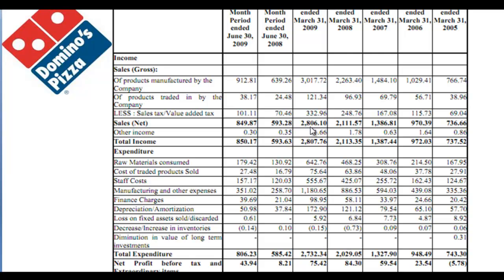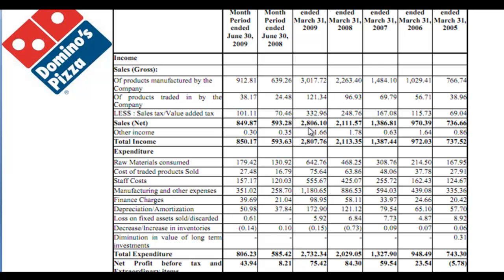Now, this statement right here is actually in rupees, in millions. So it's not as if, for example, in 2009 Domino's made 2,800 rupees in income. No, this is actually 280 crores. Domino's in the financial year 2009 made, I'm sorry, not 2008, it's 280 crores in revenue.